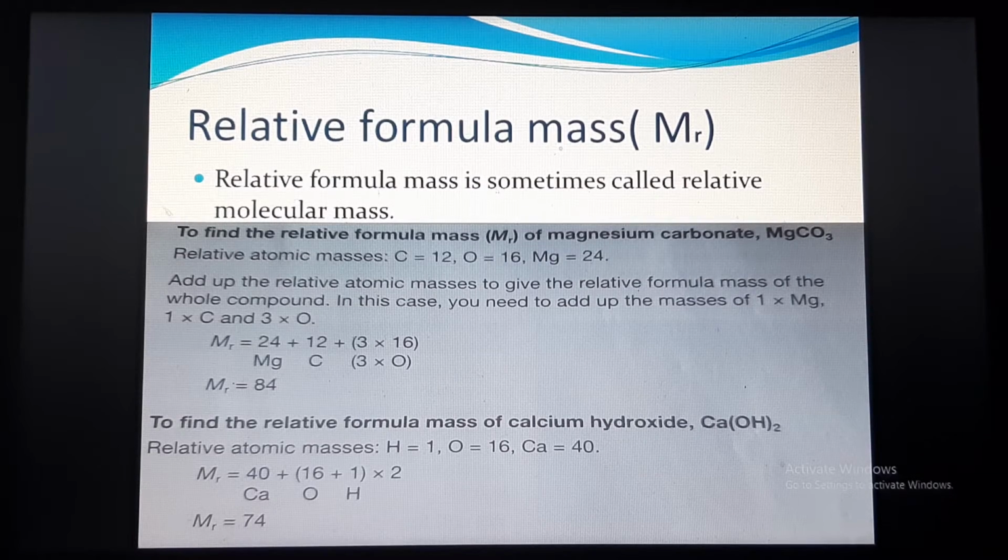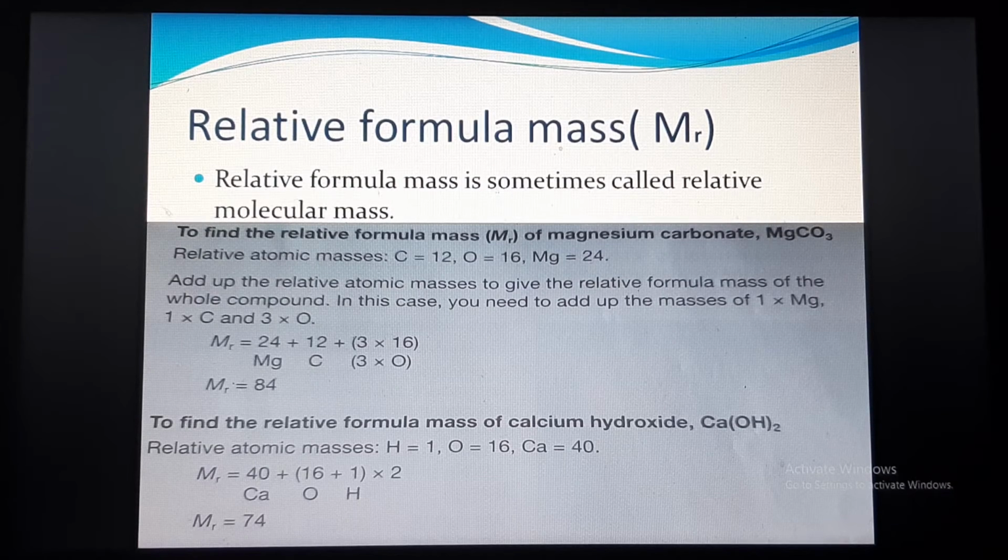24 plus how many carbon are present? Only one carbon. So what is the mass of carbon? 12. But in the case of oxygen, there are 3 oxygen. One oxygen is 16, so we have to take 3 into 16. So total we will get 84. So this 84 is the relative formula mass, or the relative molecular mass.